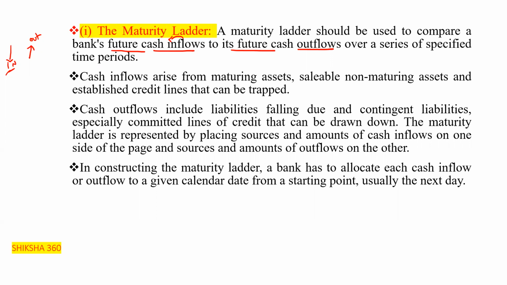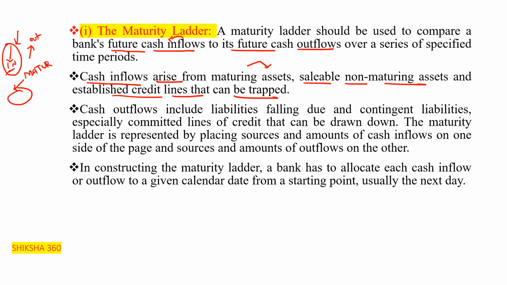Cash inflows: from where will we get cash? From maturing assets. Like we are giving a loan and that loan is going to mature, so we will get full payment. So cash inflows arise from maturing assets, saleable non-maturing assets, and established credit lines that can be tapped. From these we will get our cash.